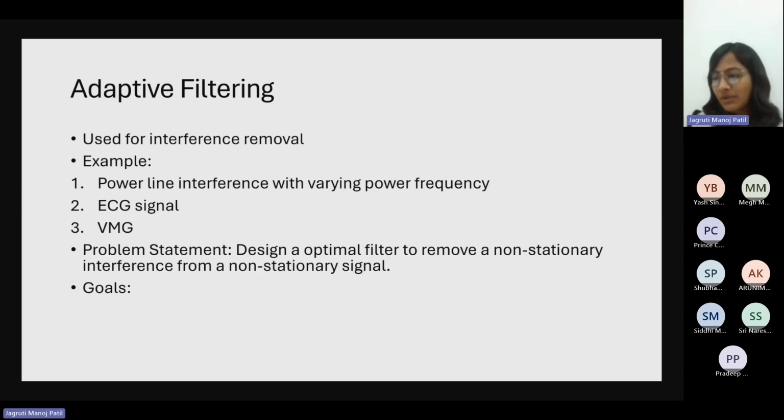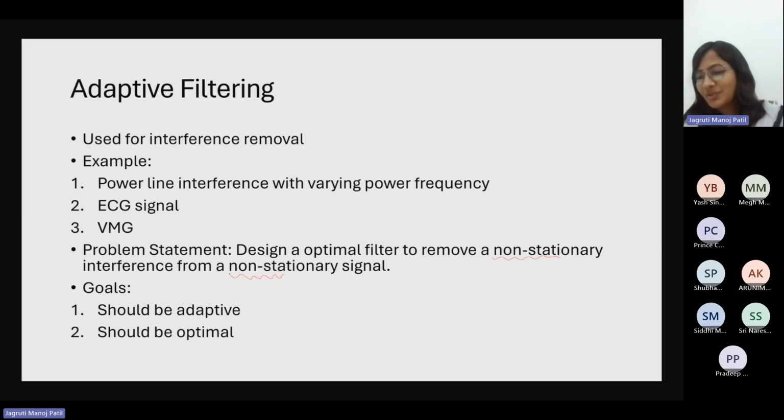So what's the optimal problem statement for that? You need to define an optimal filter in order to remove the interference from a non-stationary signal. Why non-stationary? We'll see. So how is it even possible? Let's see. First, it should be adaptive, and second, it should be optimal. Okay, so you know that we have this ECG signal. Don't mind my drawing over here. So P, Q, R, S, say T, and this instant is U.